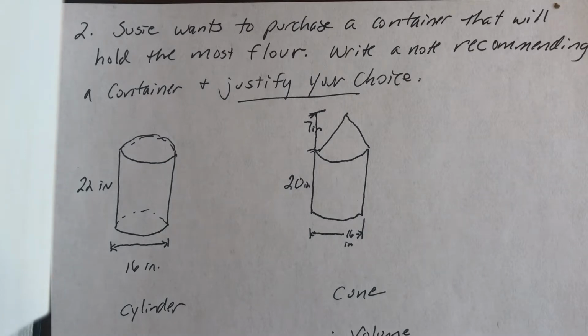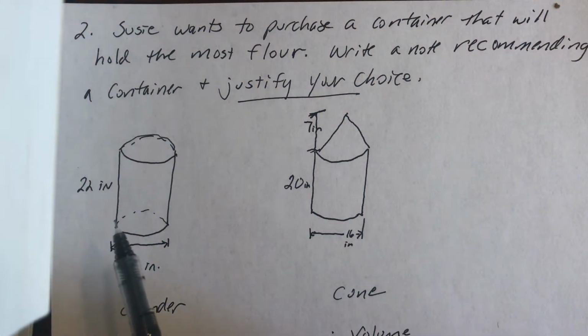My number 2 is similar to yours, and you can see what mine says. It reads, Susie wants to purchase a container that will hold the most flour. Write a note recommending a container and justify your choice. So you see I have 2 containers pictured just like you guys have.